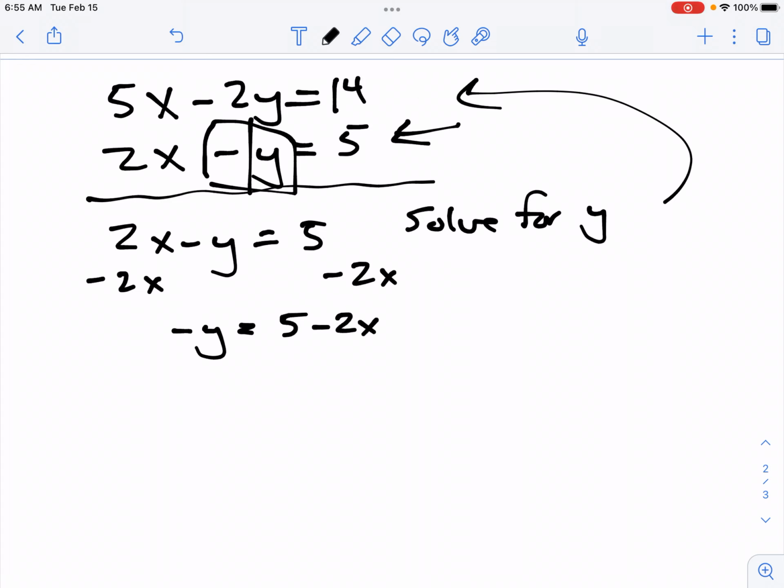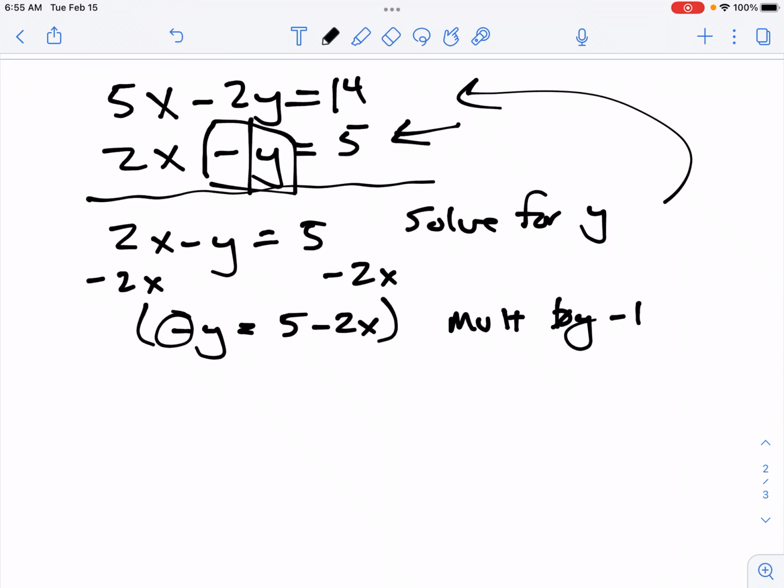Now, the next thing I'm going to do is get rid of this negative because I want to solve for y. I don't want to solve for -y. I want to solve for y. So I'm not quite done. So you got one of two choices. First choice is you can either multiply everything by -1 or you can divide by -1. I'm more of a multiply guy. So let's go multiply by -1.